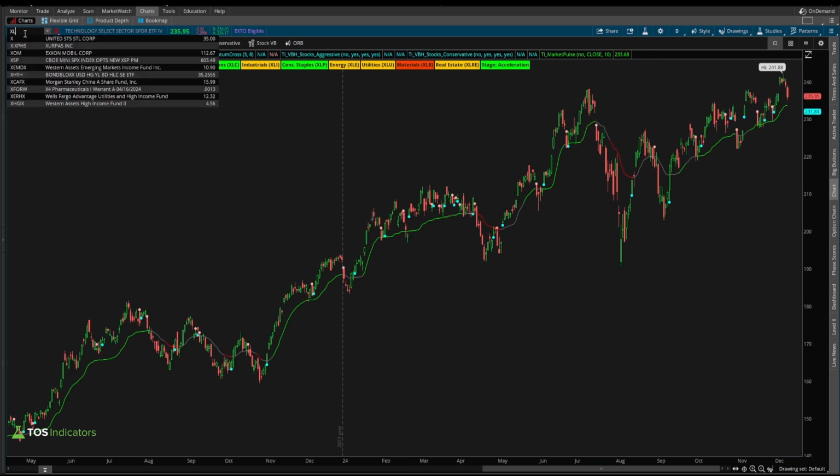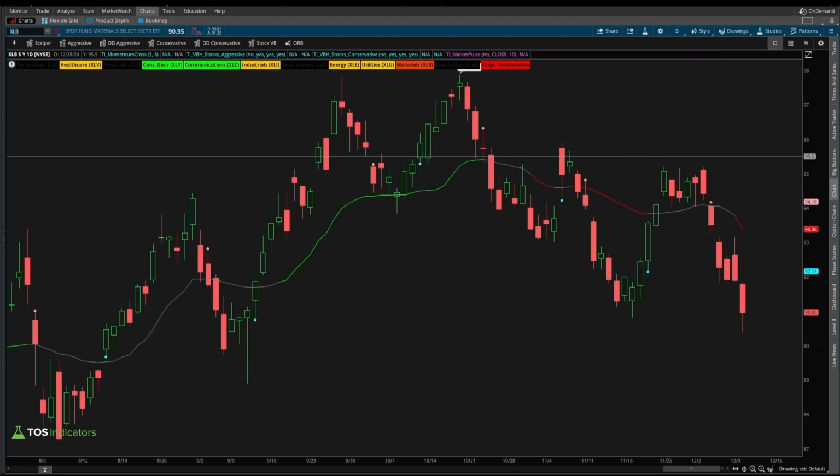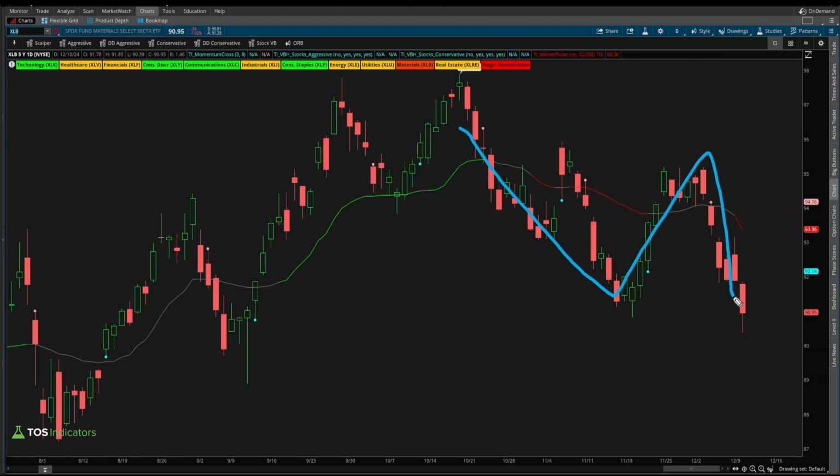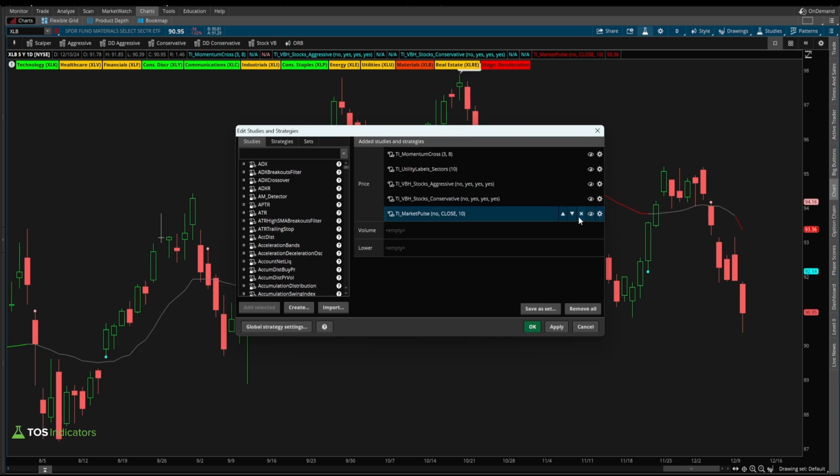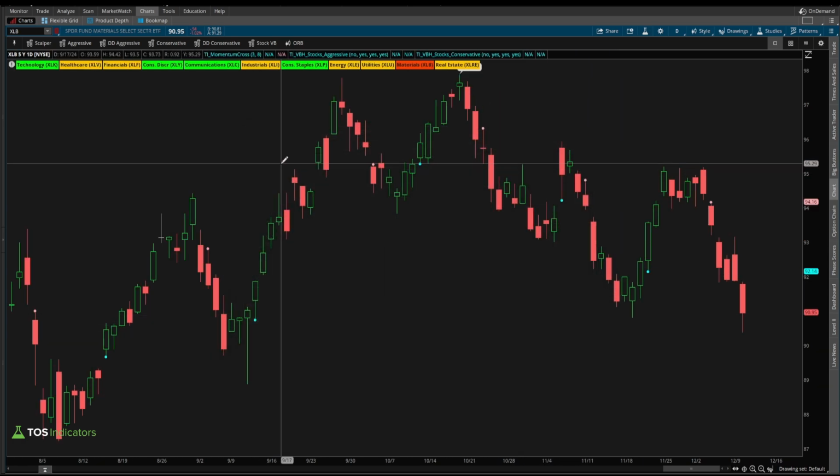If we were to contrast XLK with XLB, you can see XLB is the one sector in which the market pulse is currently red on the daily time frame chart, and it's a good sector to look for short side setups. Now in today's video, I want to focus on the long side setups, and in particular, we're going to break open the XLP ETF.